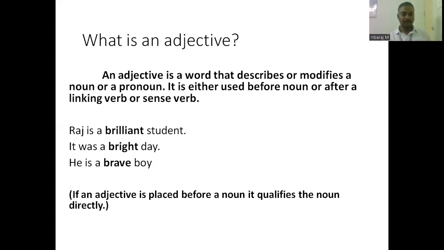And he is a brave boy. So brave is the adjective here, and boy is the noun here, and the adjective brave describes the boy, which is the noun in this sentence. So see, there is a similarity in all these three sentences, and that is, the adjective comes before the noun. So if an adjective is placed before a noun, it qualifies the noun directly.